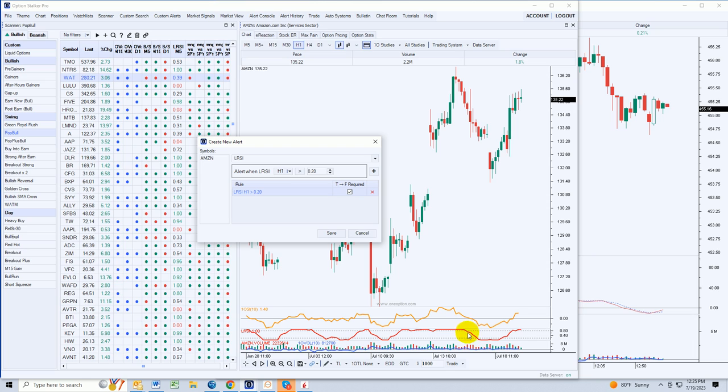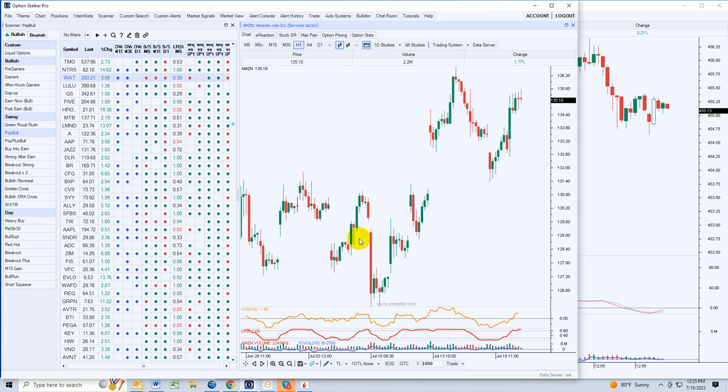So it did exactly that. It went below 20. And then when it poked up above 20, I got my alert right in here. Click save. It's done. I don't need to spend another minute watching Amazon. All I need to do is, when I get my pop-up alert, take a look at what the stock has done. And in this particular case, you can see how it beautifully held this horizontal breakout right in here.